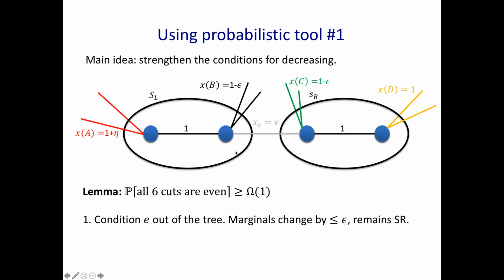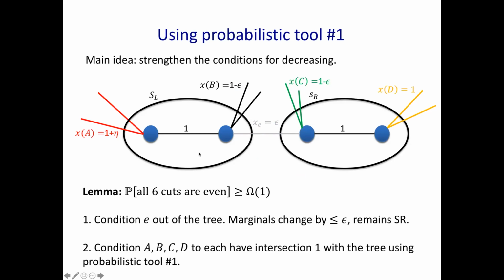So now consider the sets A, B, C, and D. Then this probabilistic tool says that since their expectations are all very close to 1, in fact, we're essentially 2 epsilon away from the all ones vector. It says that there's a constant probability that every set has intersection 1 with the tree. And furthermore, it's easy to condition these bottom edges to have intersection 1 with the tree. So now all 6 cuts are even if this occurs.